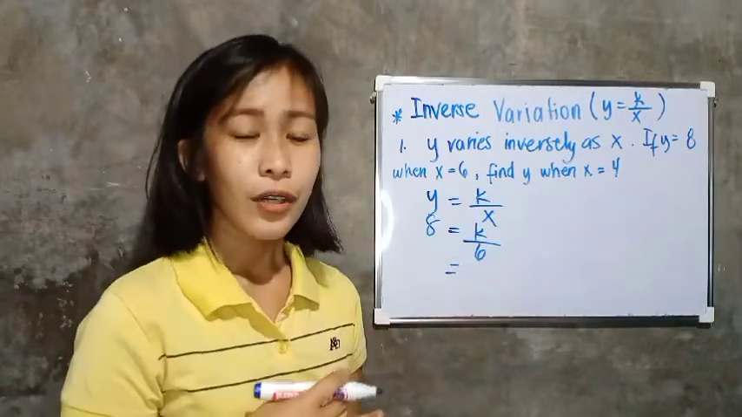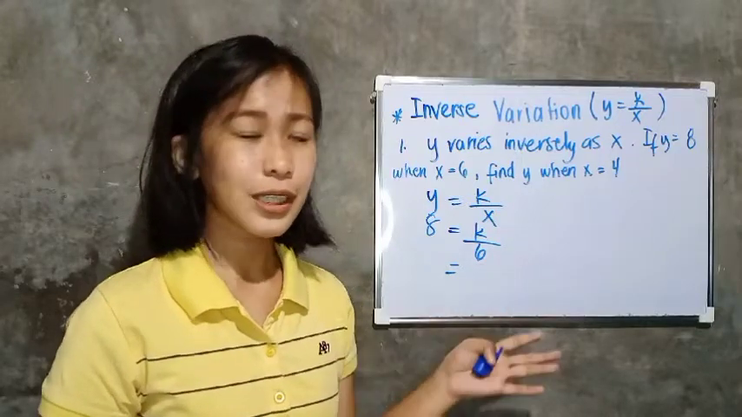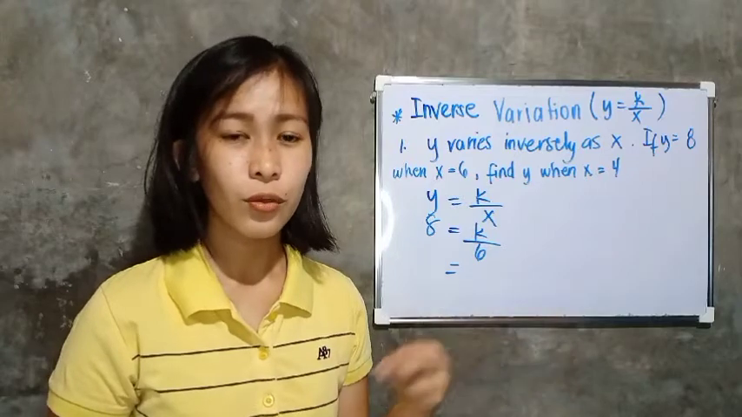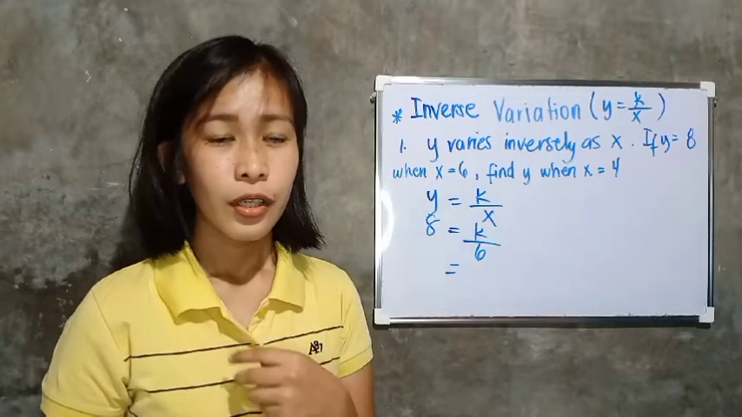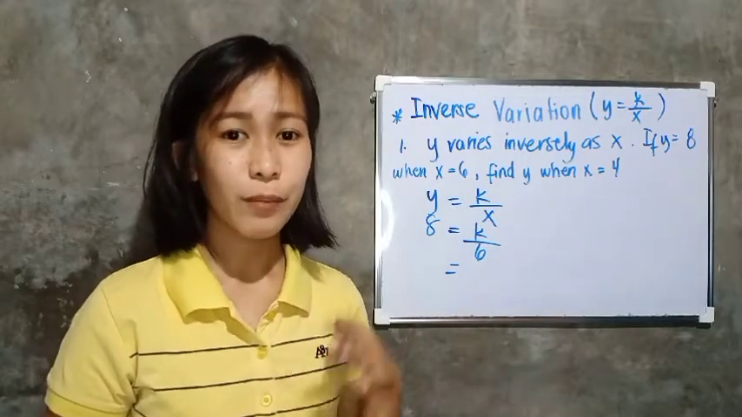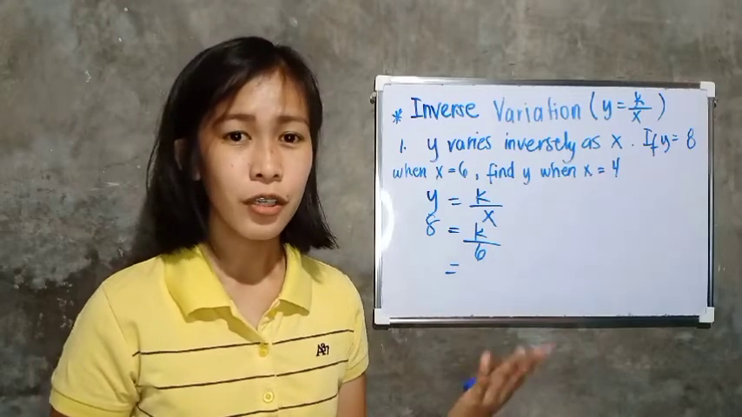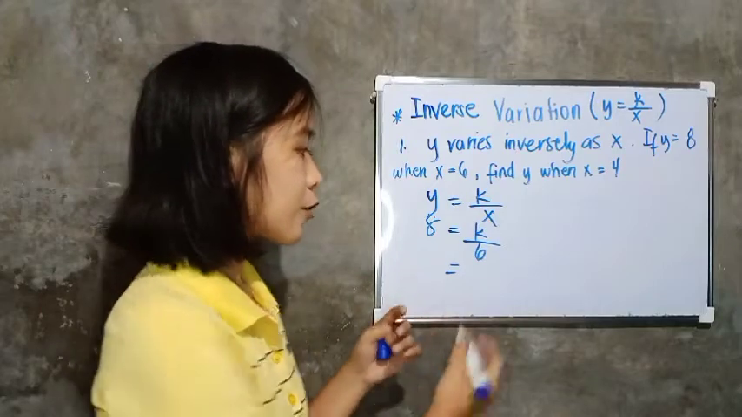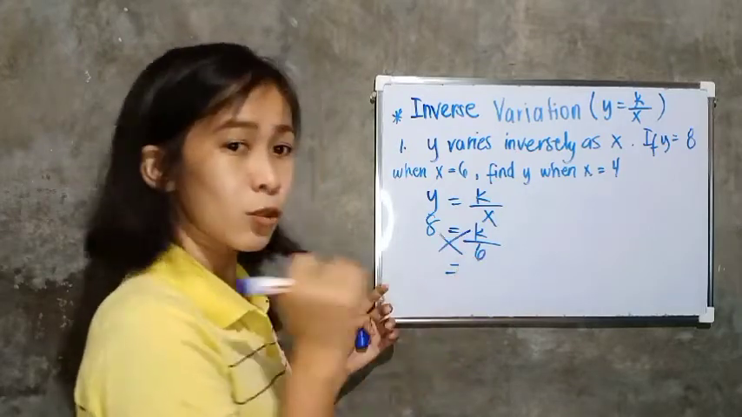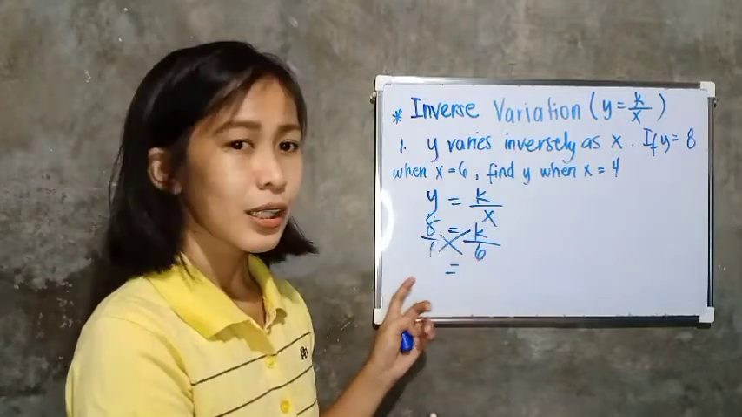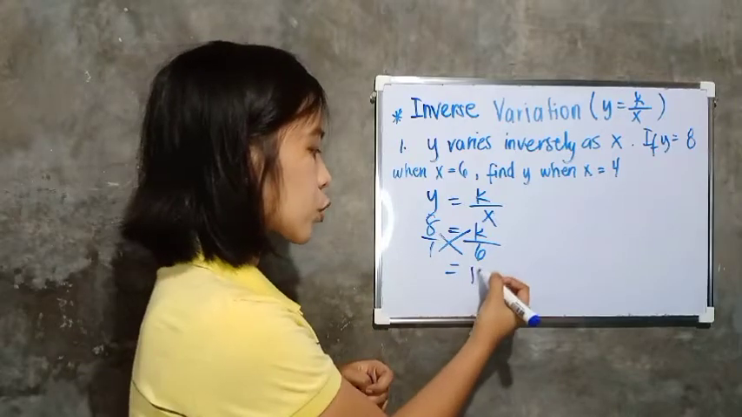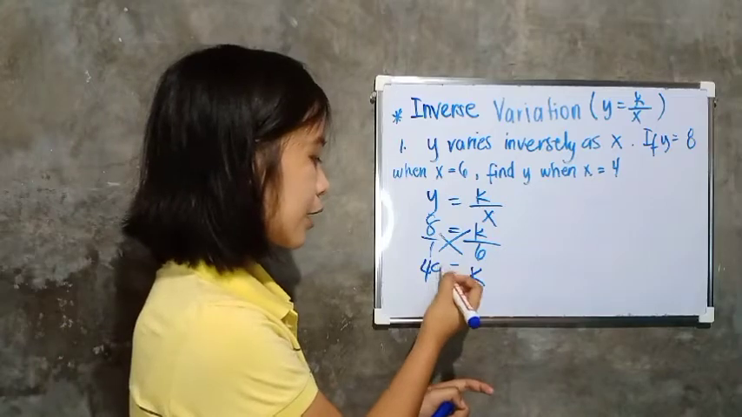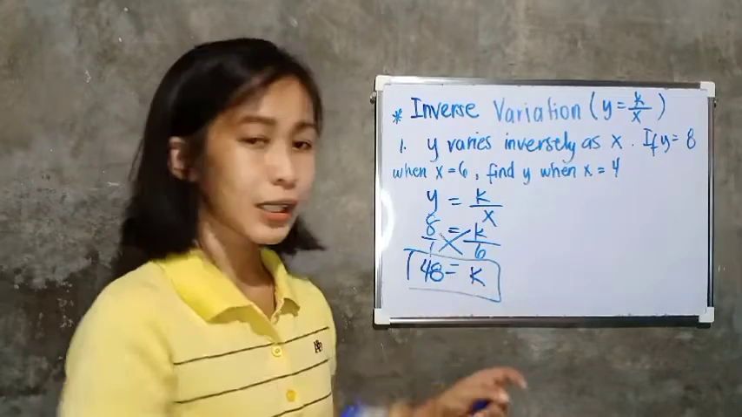Alright? So, next thing to do kapag varies inversely or inverse variation, we are not going to do the cancellation or dividing both sides by what we are going to eliminate. No? Just like the direct variation. So, dito sa inverse variation, we're just going to cross multiply. Assume lang natin na meron ditong 1. And 1 times k is of course k. Then 8 times 6 is of course 48. Then yan na yung ating k.